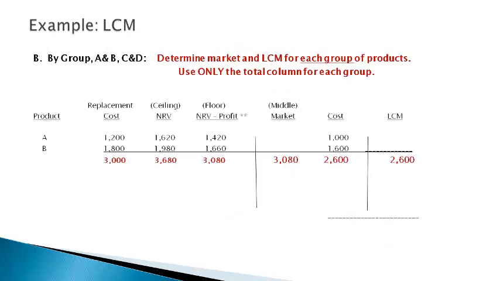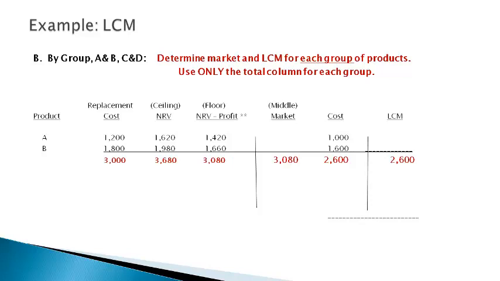The second way LCM can be implemented is by groups of similar products. The first step is to group the products and total the 3 market columns for the group. The middle market number for the group becomes the market. Total the cost for the group and compare the total cost to total market for the group to determine the lowest of either cost or market.